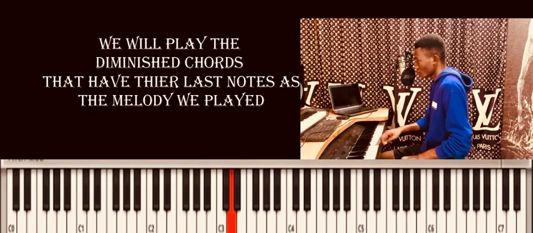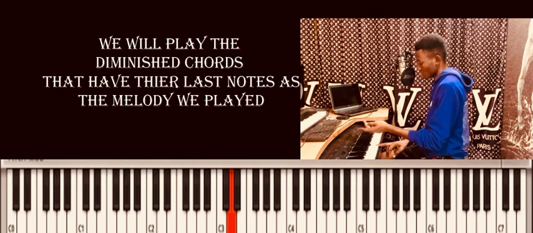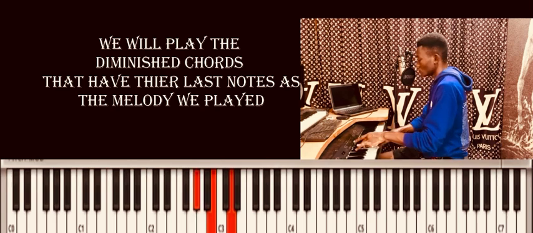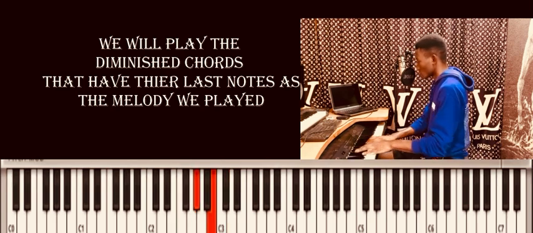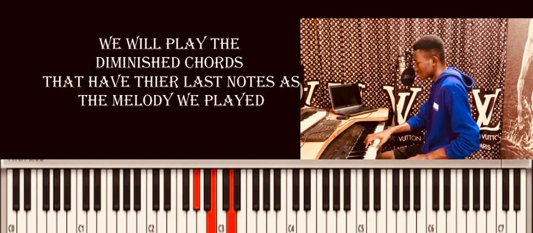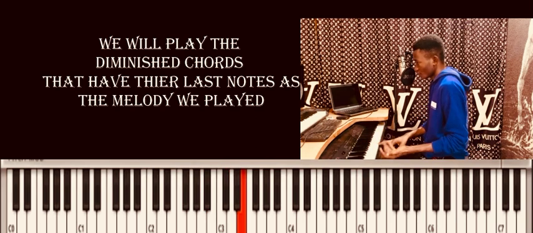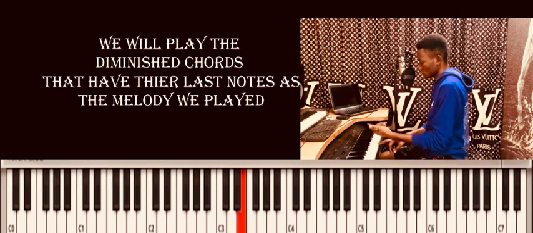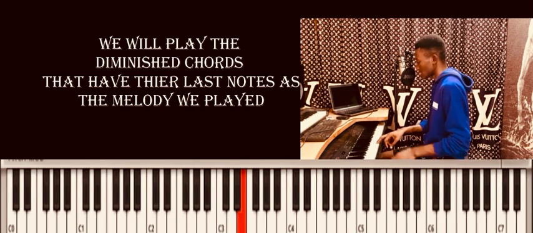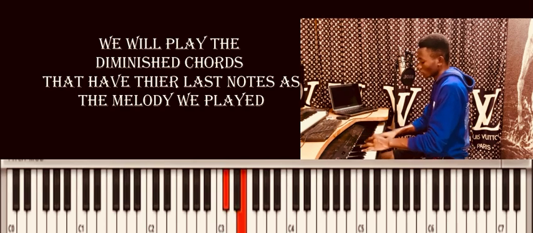So if you want to find for the D, as I said, you can count backwards. 1, 2, 3. Then you hold it. 1, 2, 3. You hold. 1, 2, 3. You hold it. So this will be the second chord. Now, how to find the diminished chord that has this as the last note?